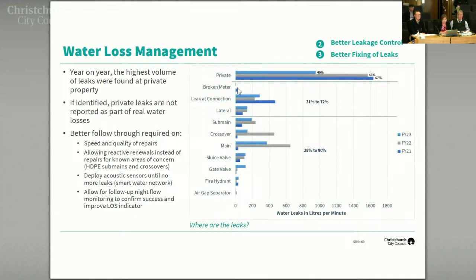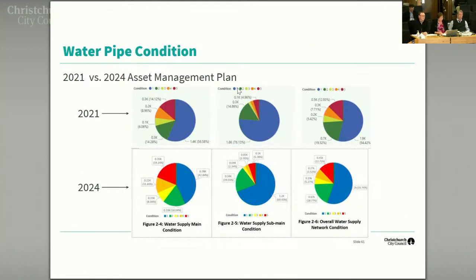Looking at the last 3 years of leak detection data, we see that private leaks have the highest volume, but of course, if they are identified, they are not included in our annual real losses. The next couple of slides will focus on pipe condition. A question was asked regarding whether the pipe condition overall has improved over the past number of years. This slide is taken from our asset management plans. From 2021 to 2024, the number of grade 5 pipes, which is the worst grade, has slightly increased. We have gone slightly backwards.